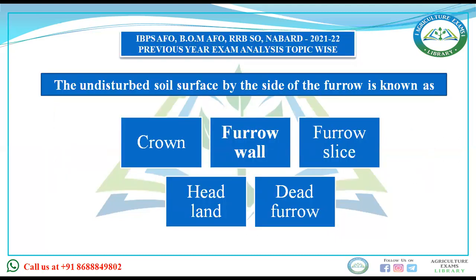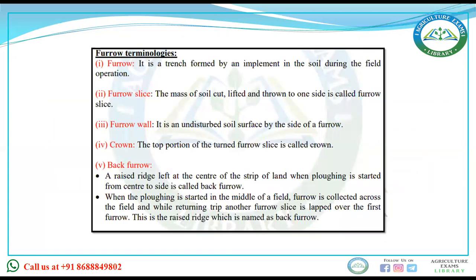Next question: the undisturbed soil surface by the side of the furrow is known as. So this is regarding furrow terminology. A furrow is a trench which is formed in the soil when an implement is operated in the field. And the furrow slice is a mass of soil which is cut, lifted and thrown to one side. That means when the soil is cut, lifted and thrown to one side, we call it the furrow slice.